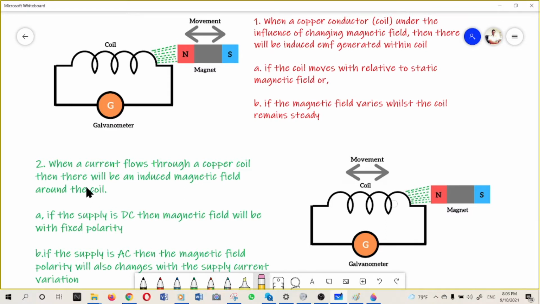The second principle that we discussed: when a current flows through a copper coil, there will be an induced magnetic field around the coil. Suppose you supply some current here, then there will be an induced magnetic field around this coil. If the supply is DC, then the magnetic field is permanent, it acts as a permanent magnet. Even though it is an electromagnet, it has a fixed polarity. If the supply is AC, then the magnetic field polarity will also change with respect to the supply voltage polarity.